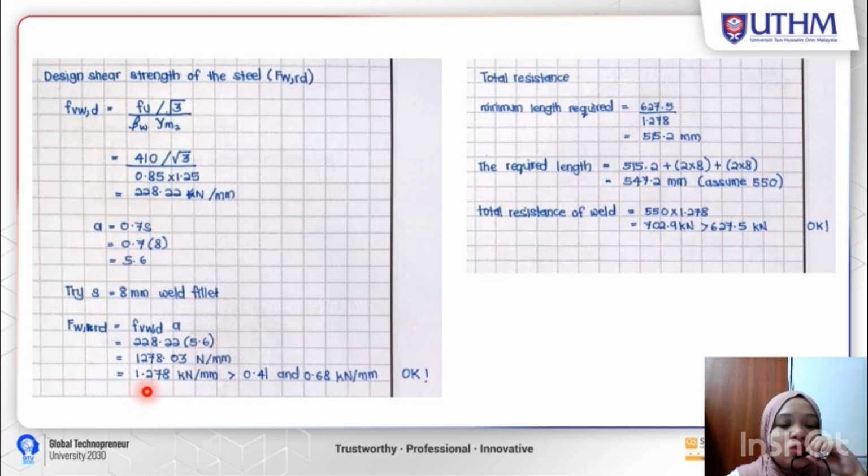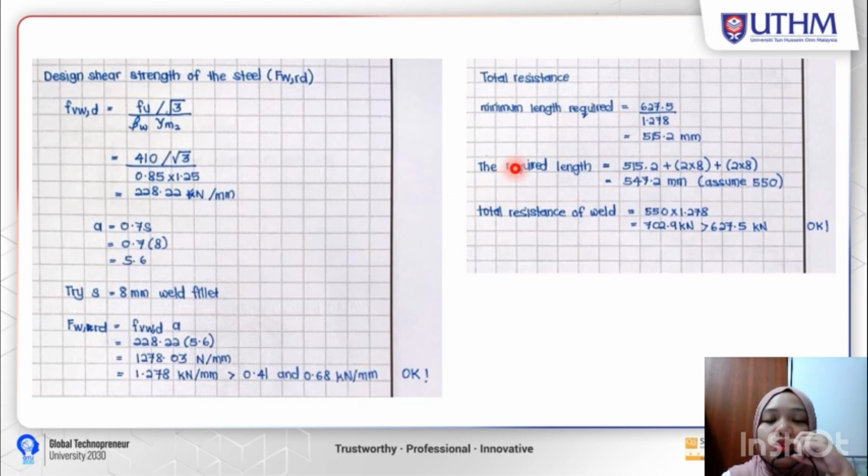and the answer would be 1278.03 Newton per millimeter. But we want the answer in kilonewton per millimeter, so it will be 1.278 kilonewton per millimeter, and this value is bigger than 0.41 factor of safety from the beam, and also 0.68 kilonewton per millimeter is the factor of safety from the column.